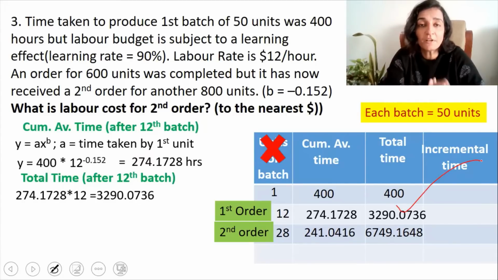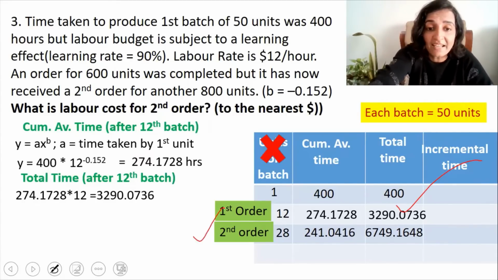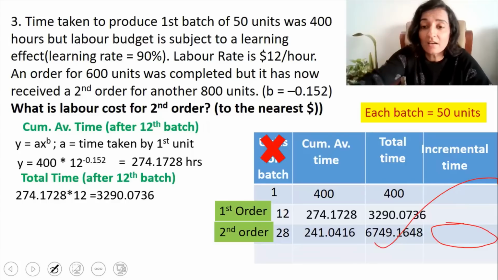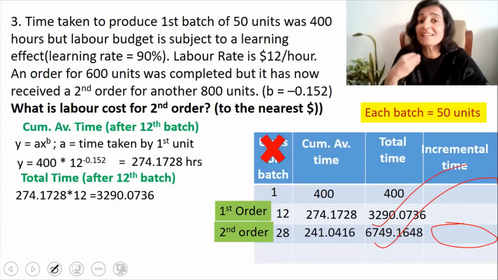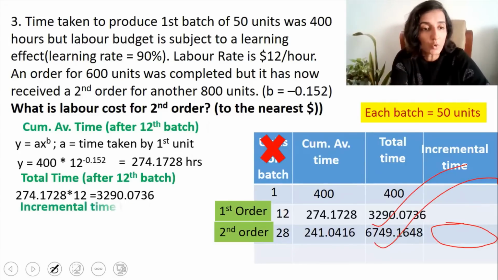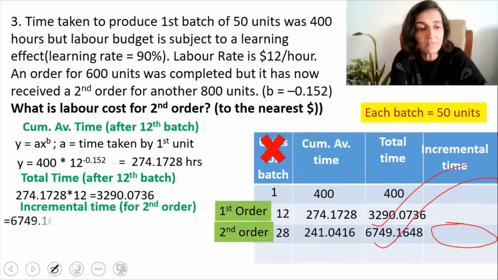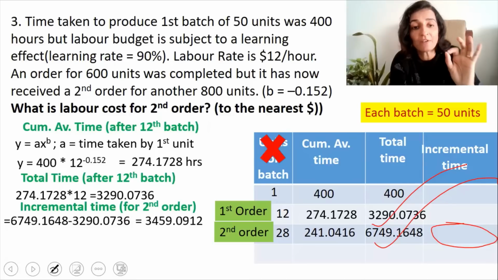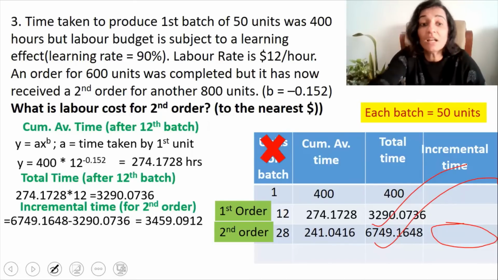Now it is very easy to find out the incremental time for the second order. That is this slot. So what is the incremental time? It is the total time taken after the second order minus the total time taken after the first order. So we make a note of it. Incremental time is given by 6749.1648 minus 3290.0736, which gives an amount of 3459.0912 hours. But this is given in hours.